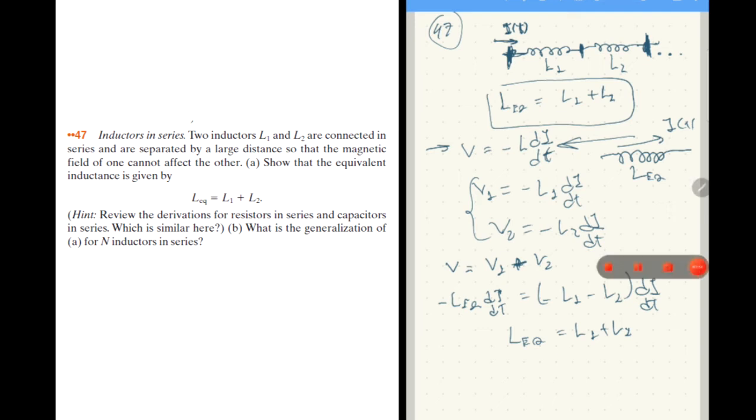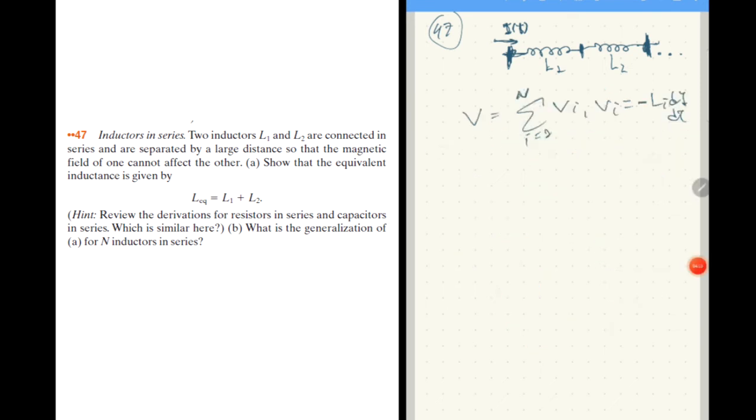So now we're going to letter B, which asks us to generalize this expression to any number of inductors connected in series. Now that I have cleaned the page, let's continue solving letter B.